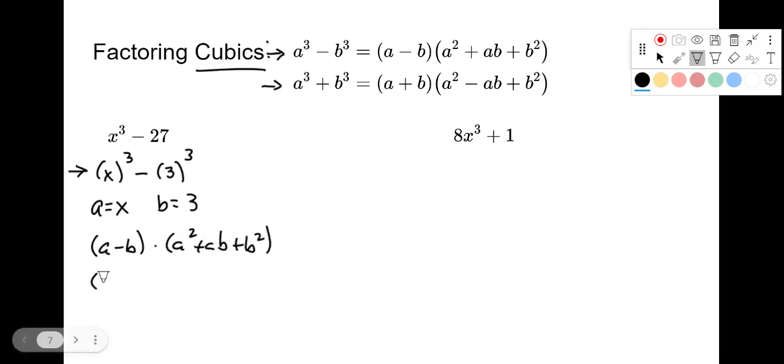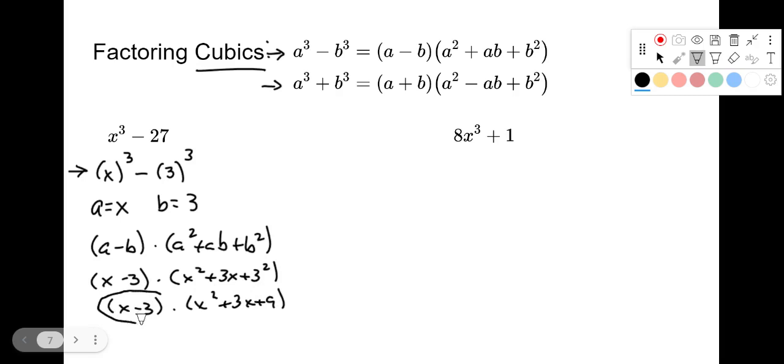Okay, so we're going to fill in the values. We have x minus 3 times x squared plus, I could write x3, I don't like that. I'm going to write 3x instead, plus 3 squared. And 3 squared is just 9. So I have x minus 3 times x squared plus 3x plus 9. And that is the correct answer. This has been factored correctly. If you factor a cubic correctly, what's left in the second set of parentheses will not be able to factor anymore. It won't be factorable, provided you do it correctly.